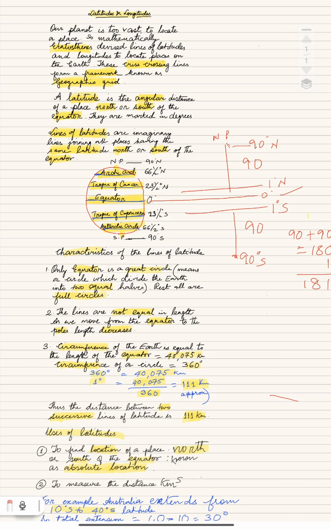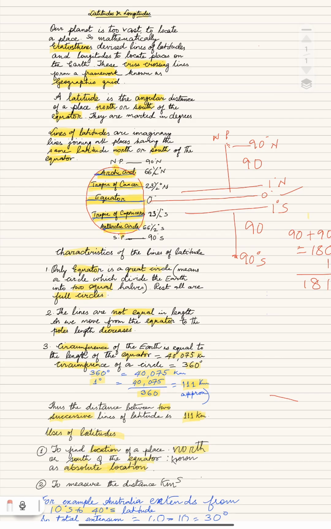Now these are some important lines of latitude. First is equator 0 degree, Tropic of Cancer 23.5 degree north, Arctic Circle 66.5 degree north, then North Pole 90 degree north. Tropic of Capricorn 23.5 degrees south, Antarctic Circle 66.5 degrees south, South Pole 90 degrees south.